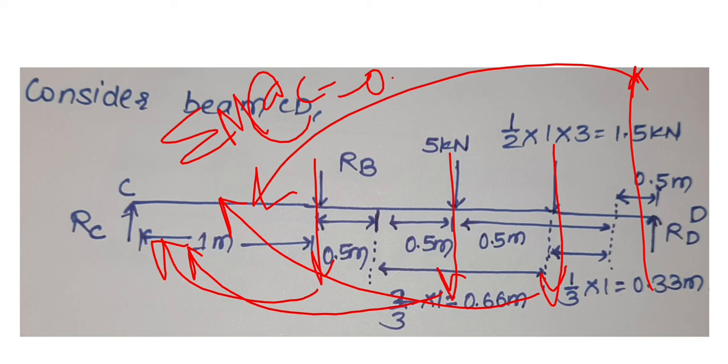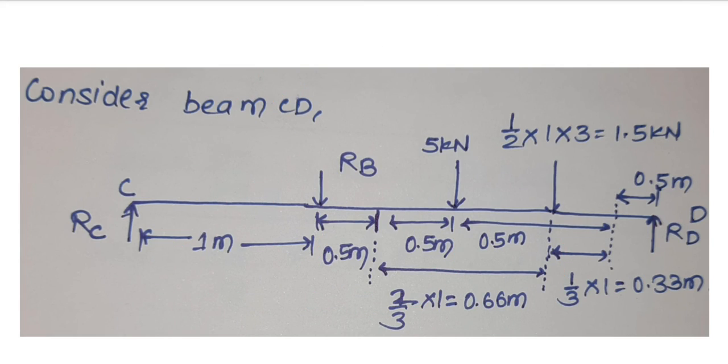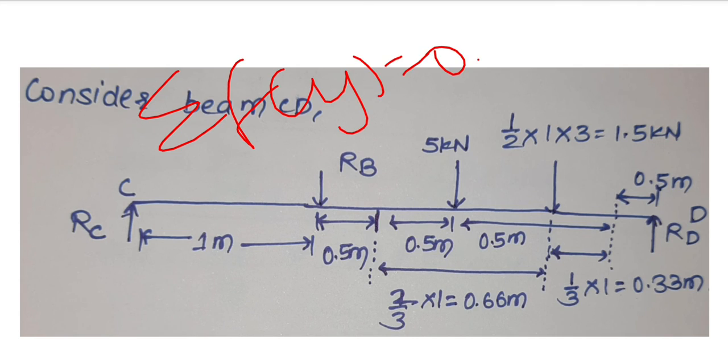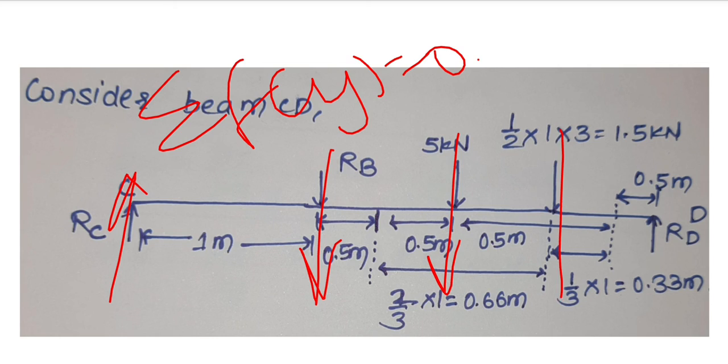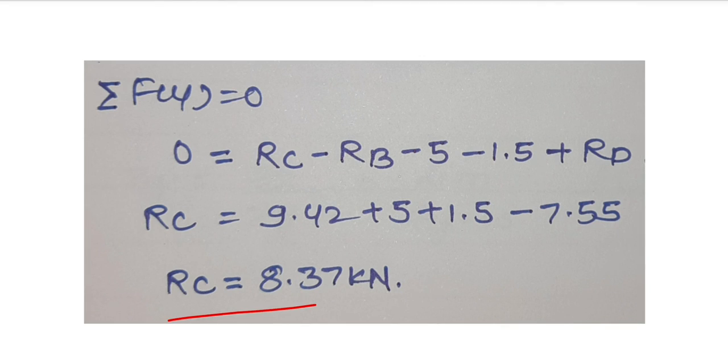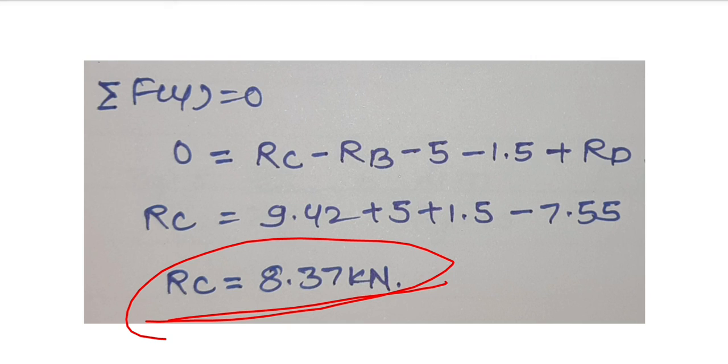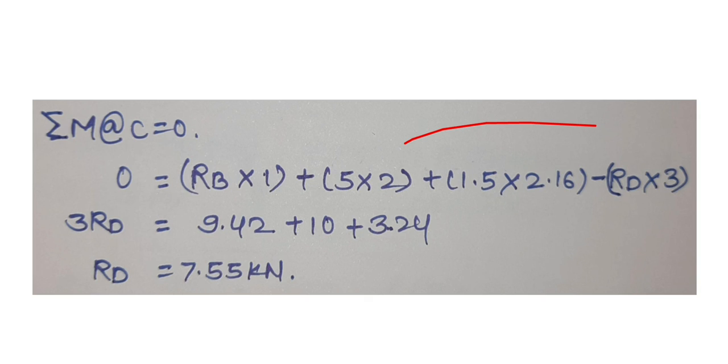Now we will consider the summation of forces in the y-axis is equal to 0. RC is in upward direction, RB downward, 5 kilonewton downward, 1.5 kilonewton downward, and RD upward. This RC and RD will be positive, and the rest of the forces will be negative in nature. So solving them, what do we get? We get RC equal to 8.37 kilonewton. So that was our example.